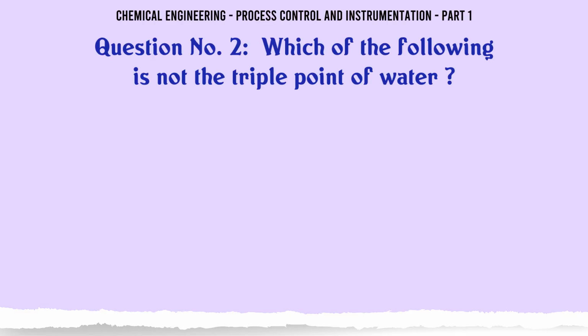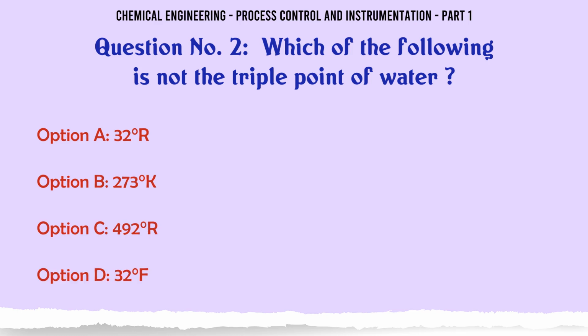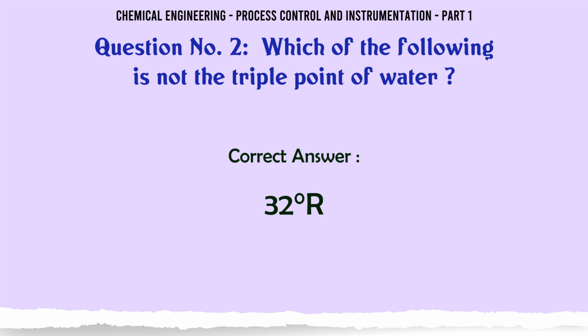Which of the following is not the triple point of water? A. 32 degree R. B. 273 Kelvin. C. 492 degree R. D. 32 degrees Fahrenheit. The correct answer is 32 degree R.